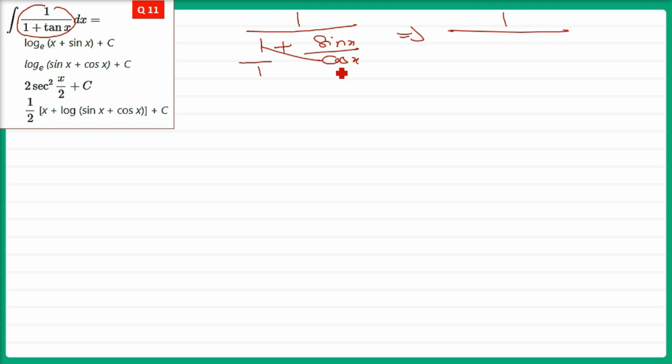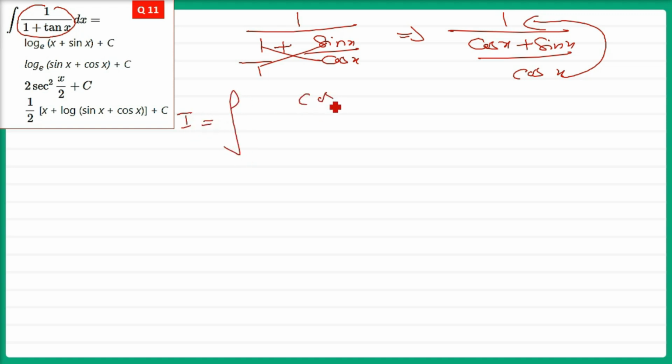1 remains upstairs. So cos x plus sin x, the denominator will be cos x, that will go up. So you can take this cos x and put it on the top. So this integration has become the integration of cos x divided by cos x plus sin x. Now what is the step we are going to do? We need to cancel it, of course.